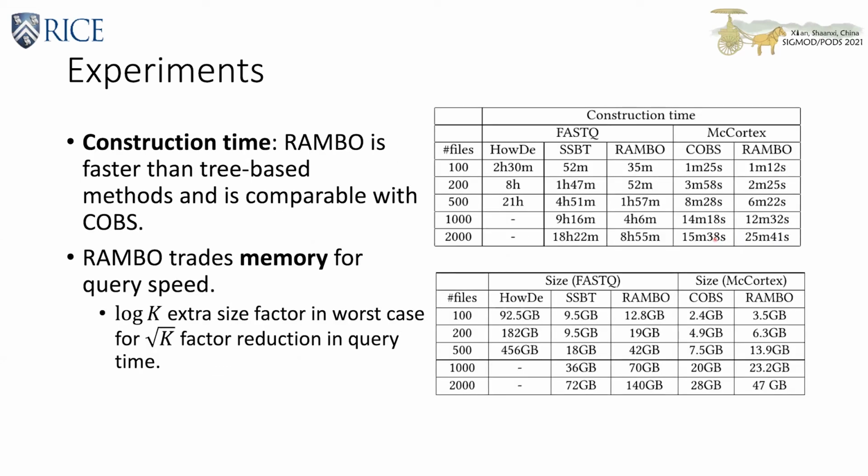These are the corresponding numbers for construction time and the index size. Rambo is faster than tree-based methods and is comparable with COPS. On memory, Rambo takes slightly more memory than the cheapest memory baseline, COPS. So it has an overhead of log k. In the worst case, it is an overhead of log k because of the log k repetitions in Rambo. Although the log k is an extra factor, the reduction in query time is by a factor of root k, which is a much better deal.